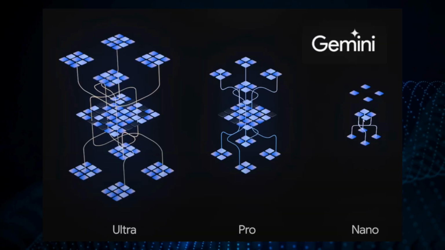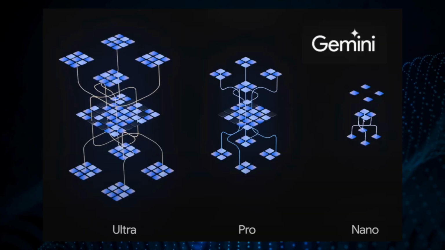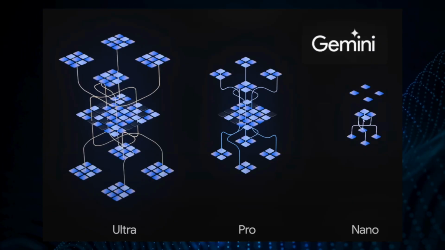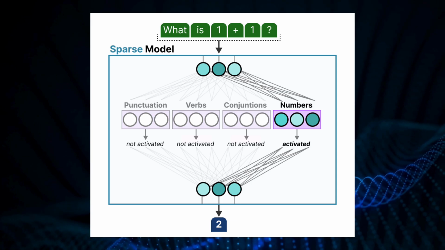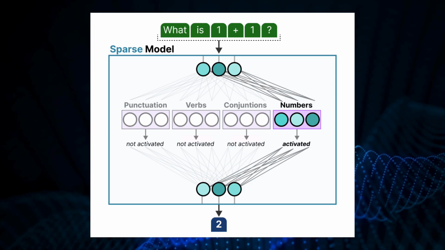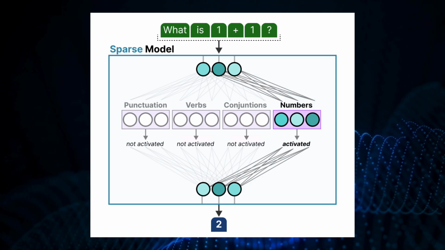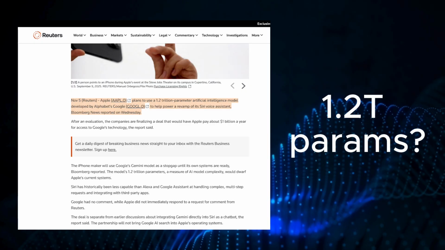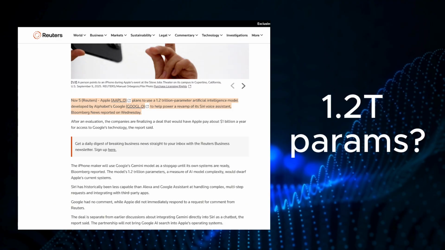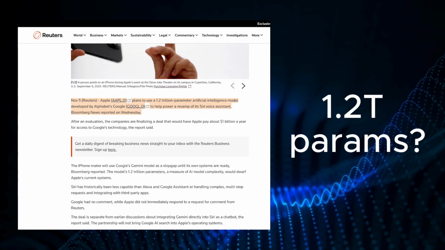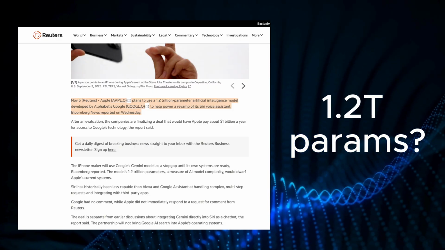Now, Google hasn't disclosed how big Gemini 3 Flash is or how the model was trained. However, I think we're able to make some educated guesses. We know that all of the recent models major labs have been releasing are sparse mixture of experts models. In particular, I believe Gemini 3 Flash is likely the recently rumored 1.2 trillion parameter model that Google was said to be licensing to Apple.